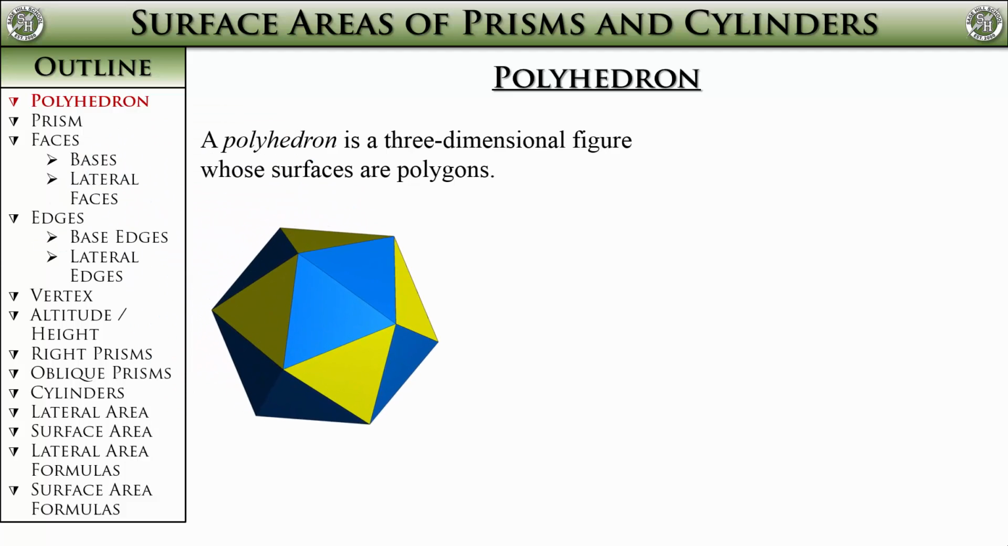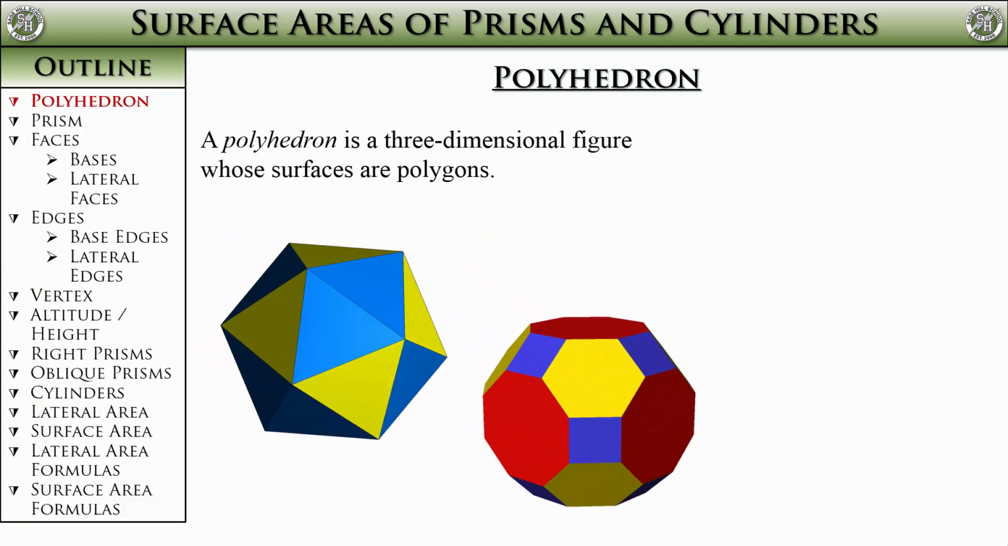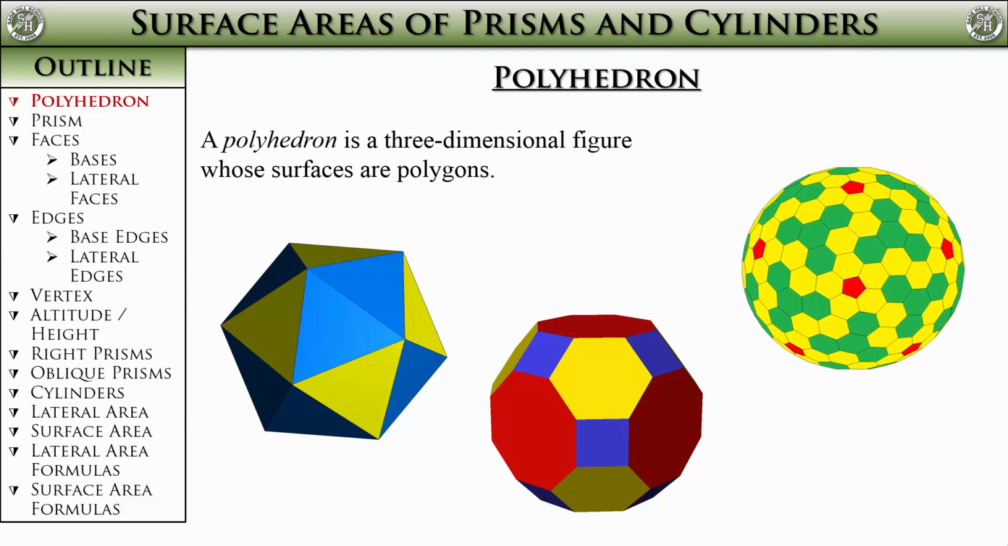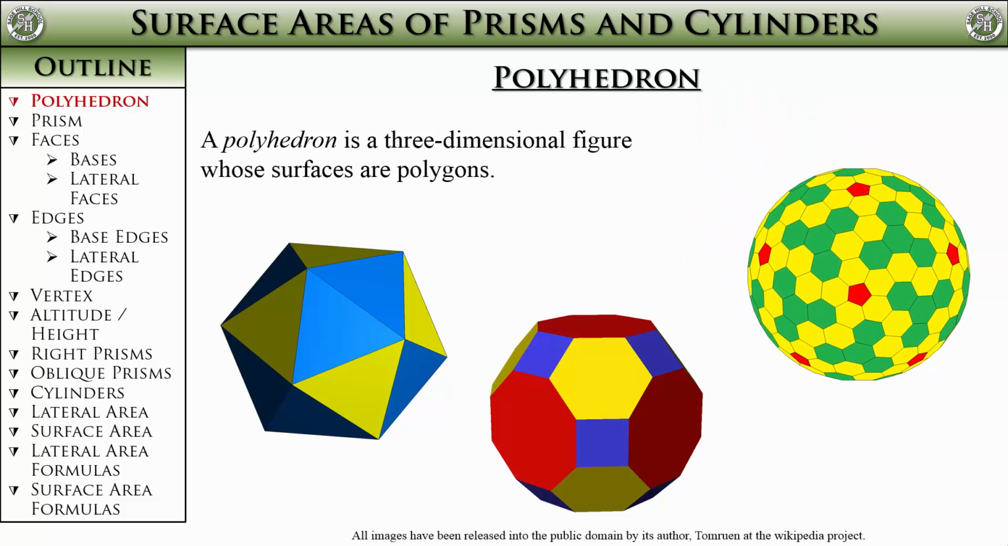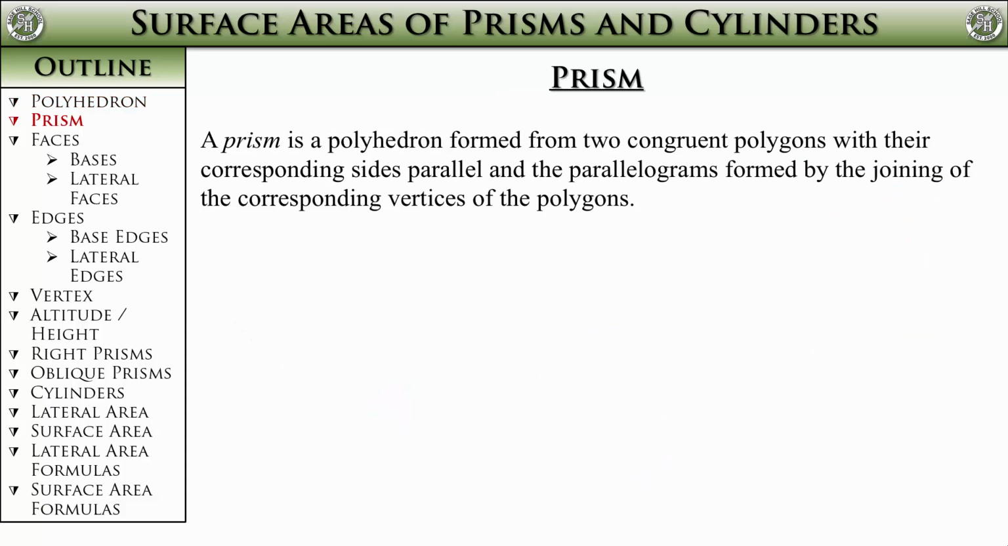All of these shapes here are polyhedrons. Like I said though, we only need polyhedron for the definition of a prism, which is just a specific type of polyhedron. We won't actually be dealing with any of the shapes on this page. This is the definition of a prism. It is ugly. It is a specific type of polyhedron.